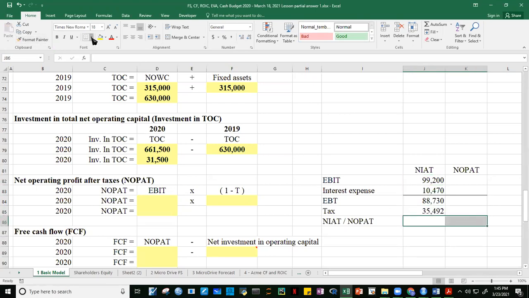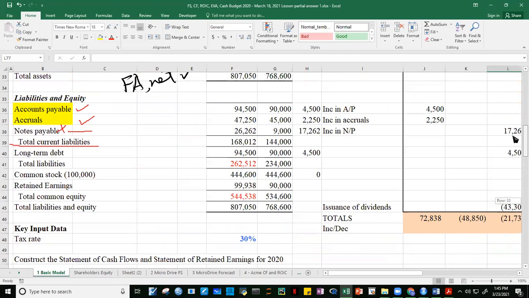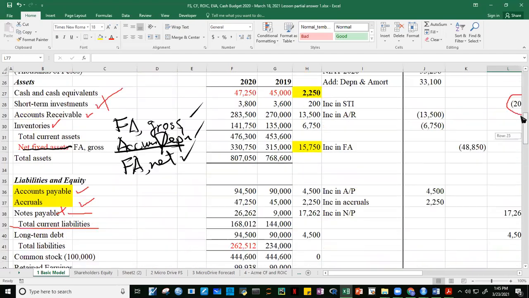And then we get our net income after tax, which is this minus this. Okay, any questions? Okay, the net income after tax, guys, we just reproduced this. It came from your income statement.